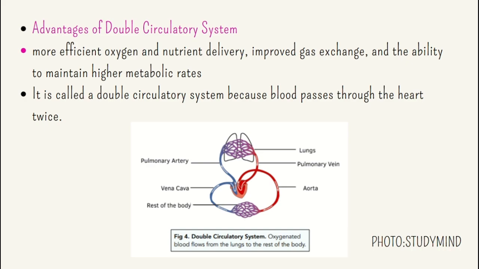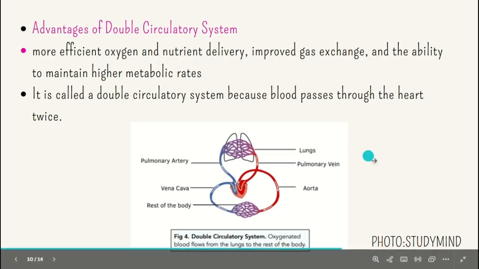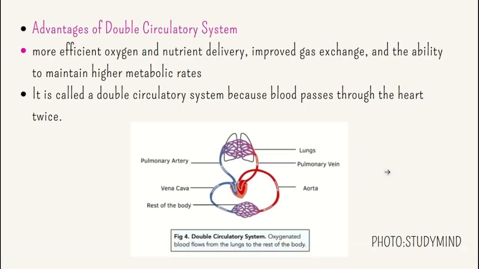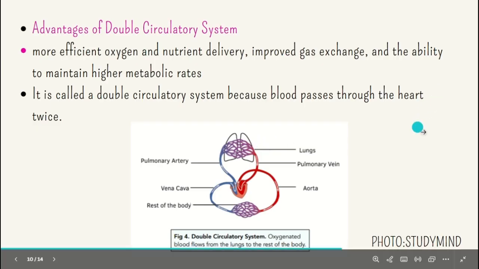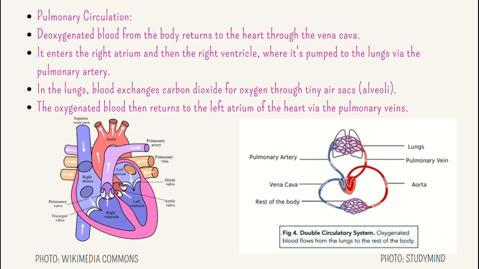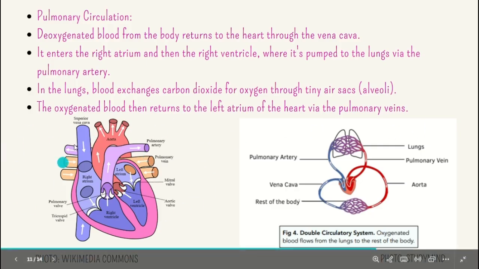So this is why the double circulatory system is necessary, and it's called that because it passes through the heart twice, right? So just bear in mind, if you look at this diagram, that the blood gets oxygenated in the lungs, right? So from the lungs, that is where it gets the oxygen from. Just know that. As it relates to circulation, we're going to talk more about that, but basically we're going to focus on this diagram right here.